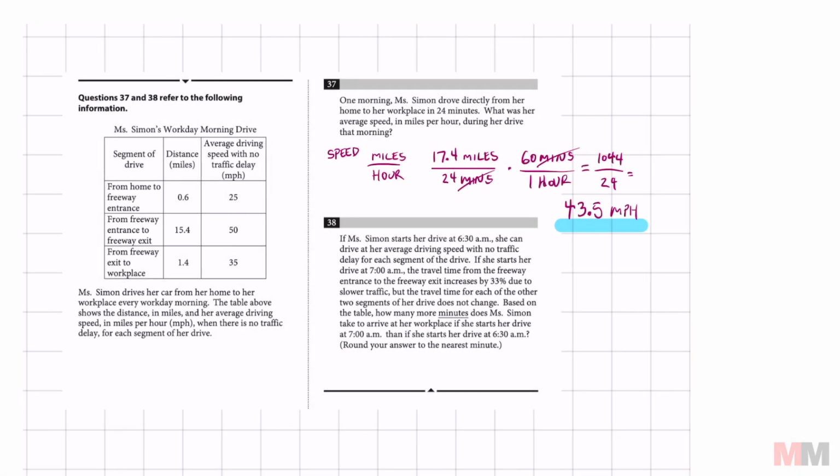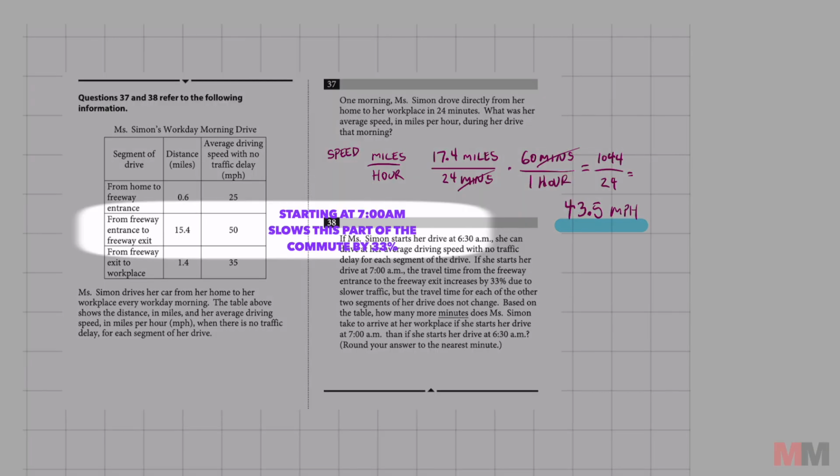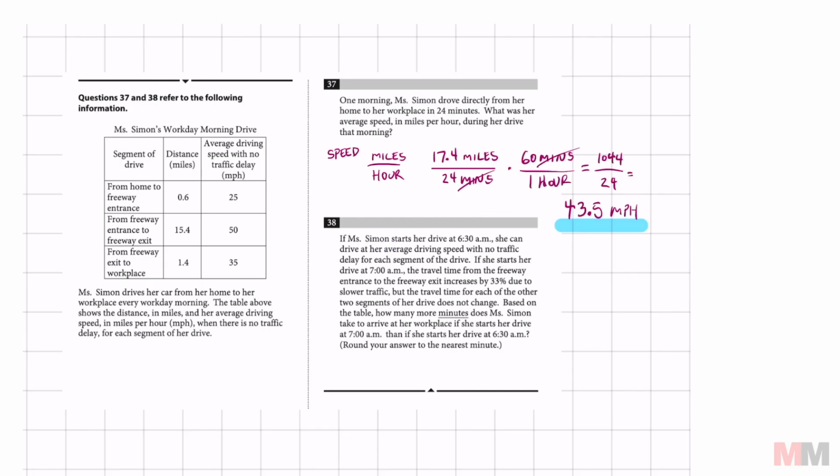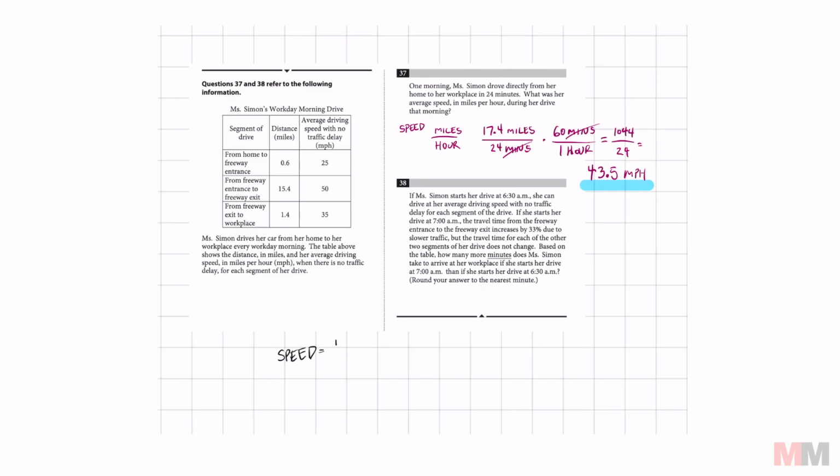Based on the table, how many more minutes does Miss Simon take to arrive at her workplace if she starts her drive at 7 than if she starts her drive at 6:30 a.m.? They even underline what you're trying to solve for. It says how many more minutes will it be if this part of her drive in time increases by 33%. So first of all, how do we get time? Well, speed equals distance divided by time, like miles per hour. And to get time, time will equal distance divided by speed if you manipulate that formula.